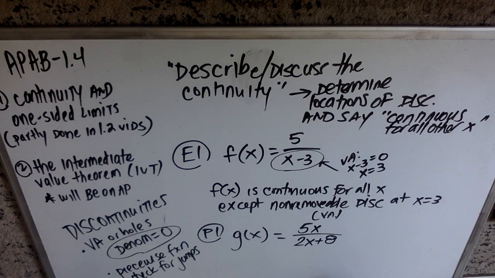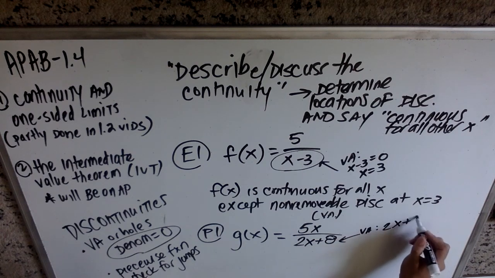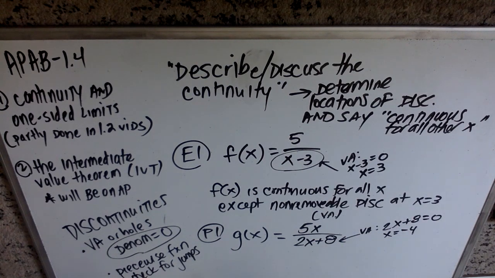Again, remember that discontinuities are just when the denominator of a function equals 0. So pause me if you want. I'm going to go ahead and do this problem. So in this situation, this factor on the bottom, this 2x plus 8 equals 0, would give me a vertical asymptote at x equals negative 4.